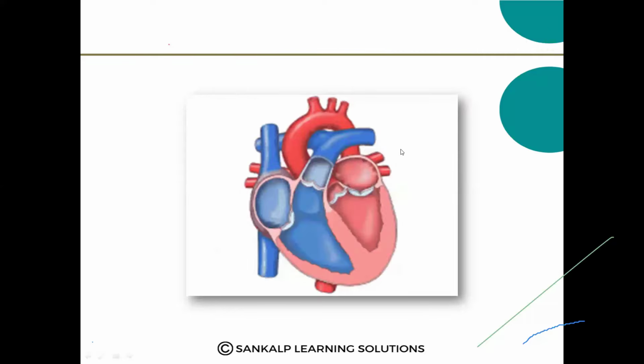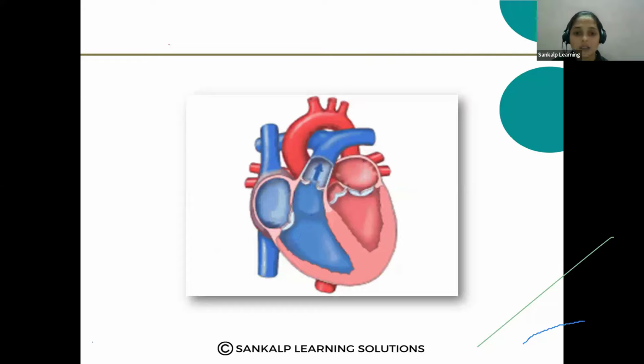Here you can also observe the blue color blood, which represents the deoxygenated blood, and the red color, which represents the oxygenated blood. So here you can observe how the blood moves inside the ventricles and the atrium.